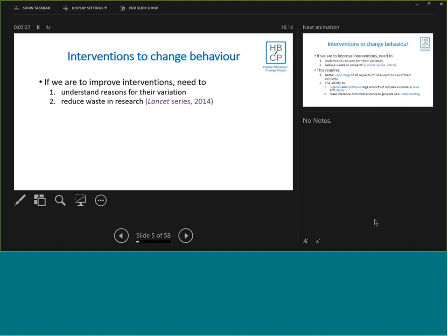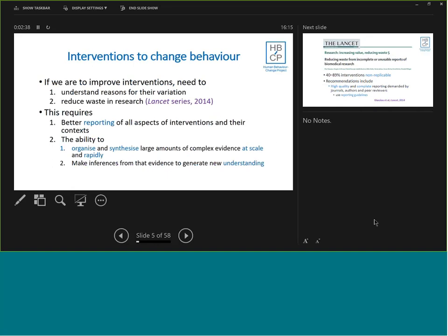So if we're to improve interventions, we absolutely need to understand the reasons for this variance, and also to find ways of reducing the huge waste in research that currently is happening. So this requires better reporting of all aspects of interventions and their context, and the ability to both organise and synthesise large amounts of complex evidence at scale and rapidly, and secondly, to be able to make inferences from that evidence to generate new understanding.